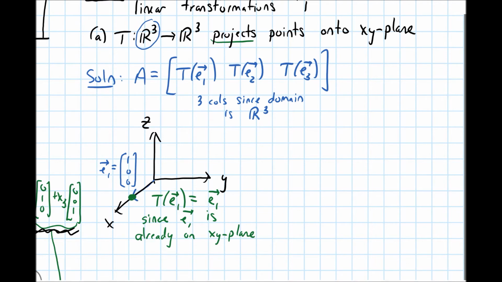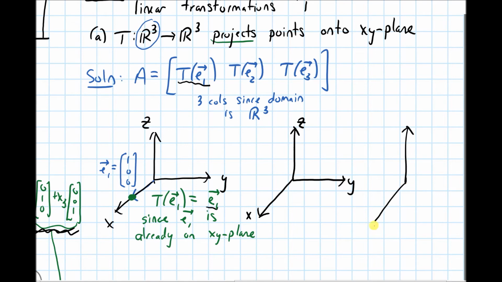Okay, so now I know what this first column is going to be. It's just going to be the same thing as E1. So let's draw xyz axes to figure out what happens to E2 and E3. So let me just go ahead and draw those in. So x, y, and z. Alright, so now let's draw E2. So E2 is 1 unit in the y direction. So this would be E2. This is 0, 1, 0. That is the vector E2.